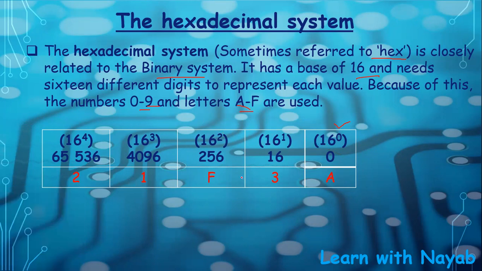Then we represent 65536, or 16 to the power 4, by 2, 16 cubed by 1, but 16 squared is going to be represented by F. 16 to the power 1 is going to be represented by 3, and 16 to the power 0 equals A.